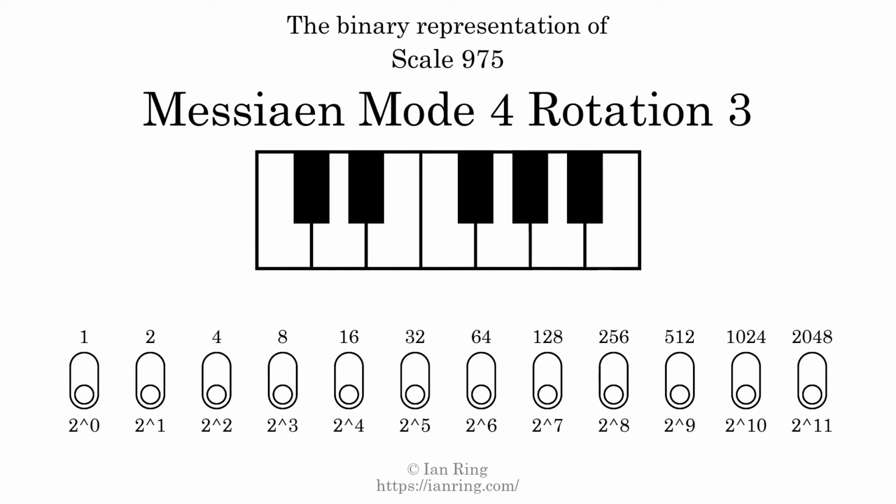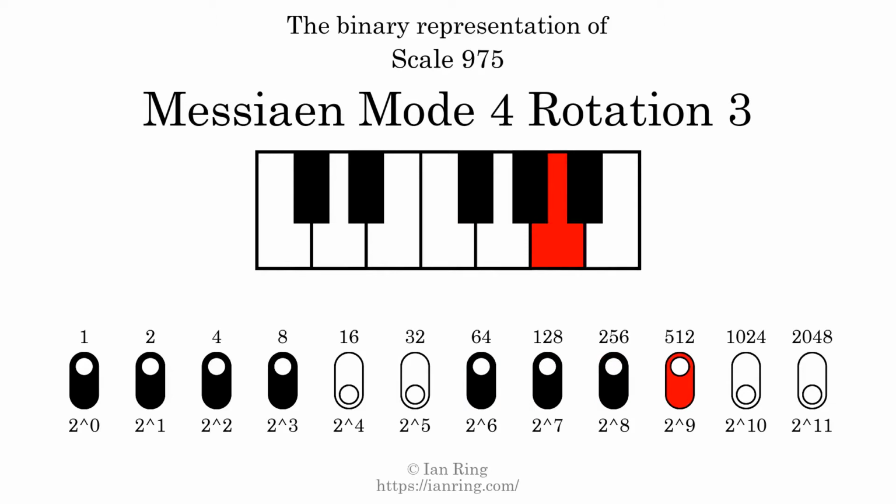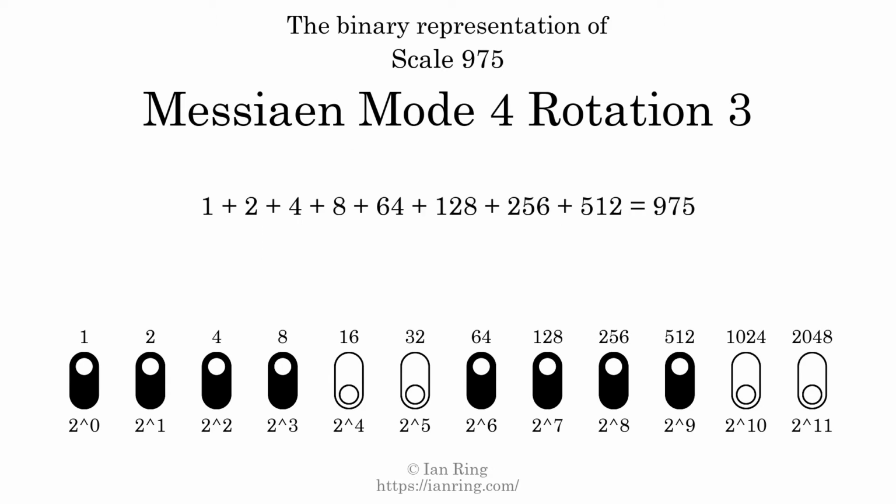The binary representation of this scale is determined by mapping tones of the scale to binary digits. Each binary digit represents a power of 2. To get the scale number, we add the powers of 2 together. The powers of 2 that are present in the scale, all added together, equals 975. That is why the scale number, in decimal, is 975.